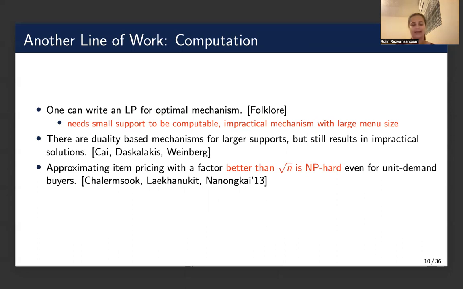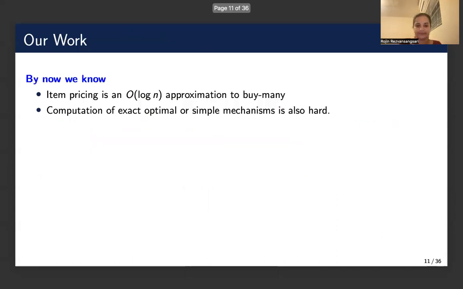There are some LP duality based algorithms for larger supports due to work of Daskalakis and Weinberg. However, this still results in impractical solutions. In addition to that, approximating even simple mechanisms such as item pricing is not easy. In fact, it is NP-hard to do that better than a factor of square root of n, even for unit demand buyers. So what we know so far is that item pricing is an O(log n) approximation to buy-many.